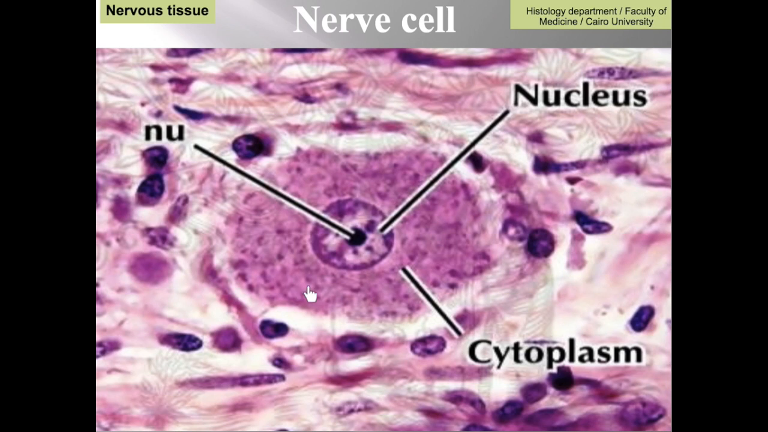Also, if you look at the cytoplasm, you will see these granules, which are basophilic. These are the Nissl granules, which are the free ribosomes arranged in foci. These granules reflect the metabolic activity of the cell. The more they are present, the more active the cell is.